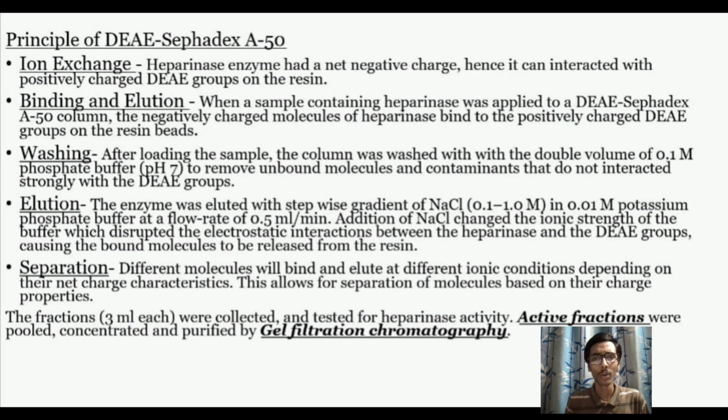Now, different molecules elute out at a different rate depending on their interaction with the diethylaminoethyl group. The more tightly a molecule is bound to the diethylaminoethyl group, the more time it takes for its separation. Now, the collected fractions are tested for heparinase activity, and the active fraction molecules, that is the molecules which show the heparinase activity, are then pooled, concentrated and purified by gel filtration chromatography.